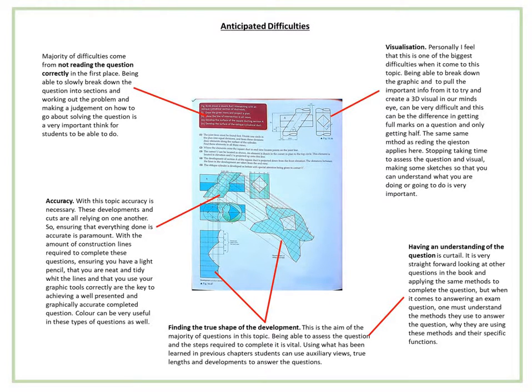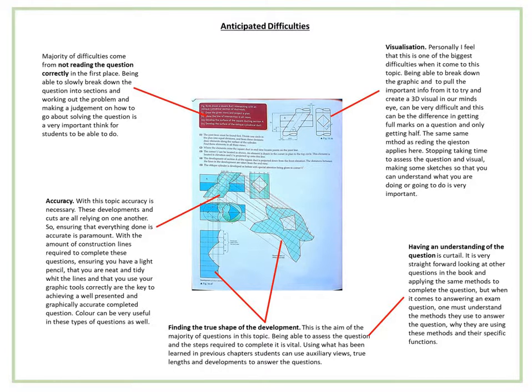So here in the anticipated difficulty section, I found roughly about 5 difficulties students may encounter. My first one would be across the board, pretty general, but it's one of the biggest problems in Take Graph, and that is actually reading the question properly. So breaking down the question, being able to break down the question into sections and work out the problem, making judgments on how to go about solving the question is very important. I think for students to be able to do.